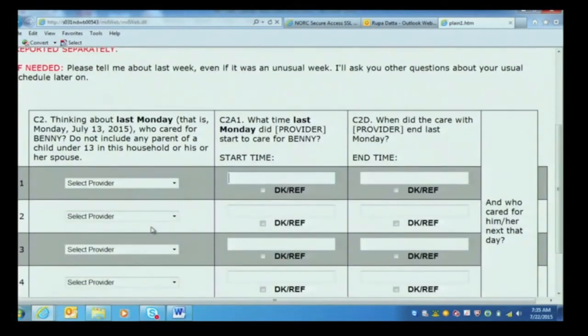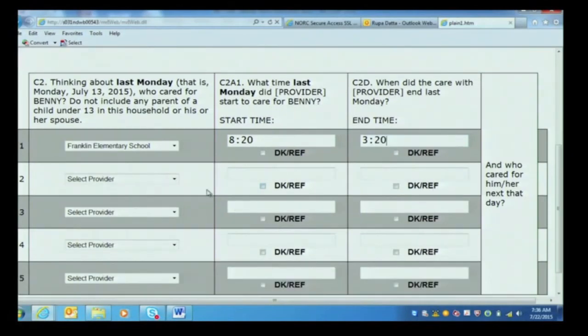So thinking about last Monday, who cared for Benny? Benny was at Franklin Elementary School from 8:20 to 3:20. My mother then took care of him from 3:20 to 7, after which I was home from work.